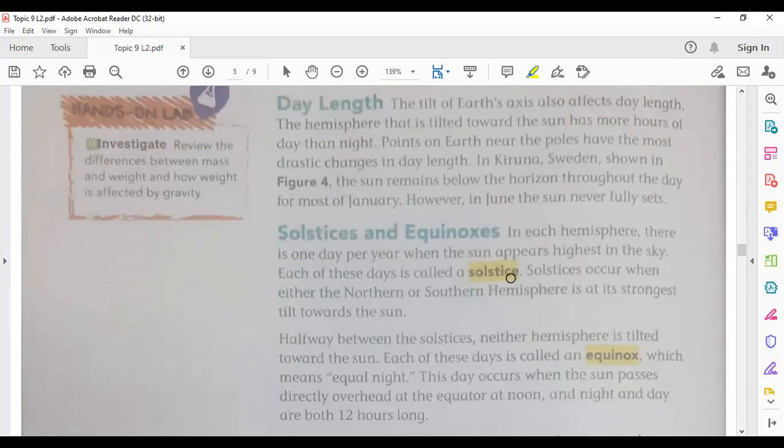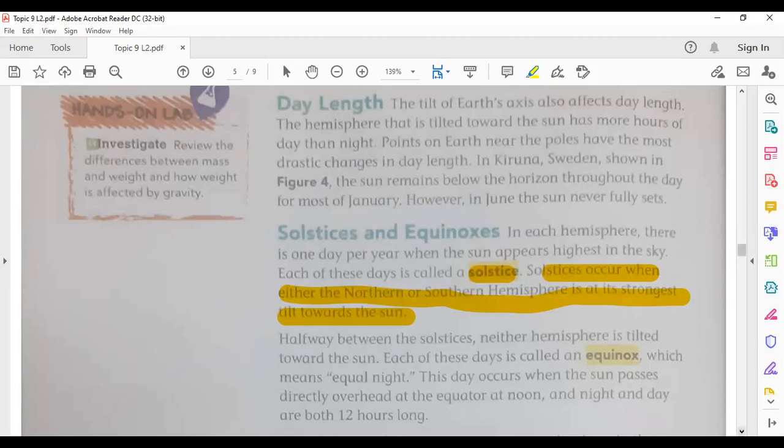What is a solstice? In each hemisphere there is one day per year when the sun appears highest in the sky. Each of these days is called a solstice. Solstices occur when either the northern or the southern hemisphere is at the strongest tilt toward the sun.